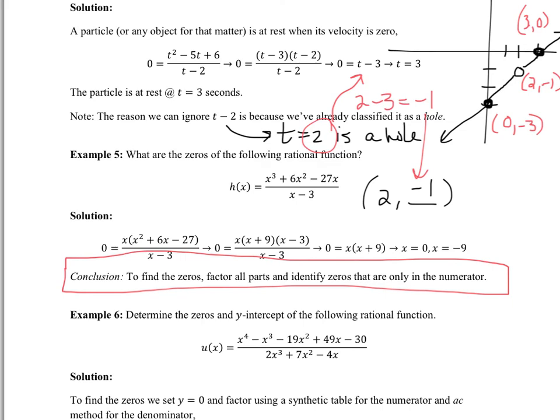1, 1, negative 18, 12. 1 times 1 is 1, plus 0 is 1. 1 times 1 is 1, plus negative 19 is negative 18.